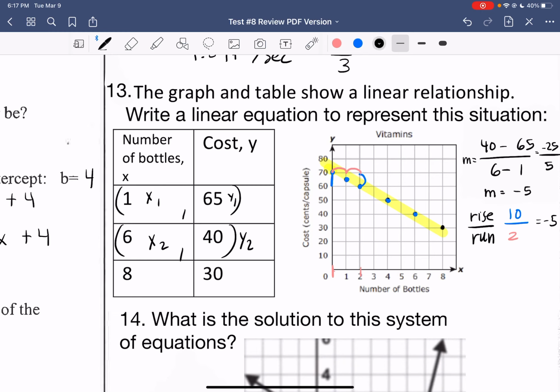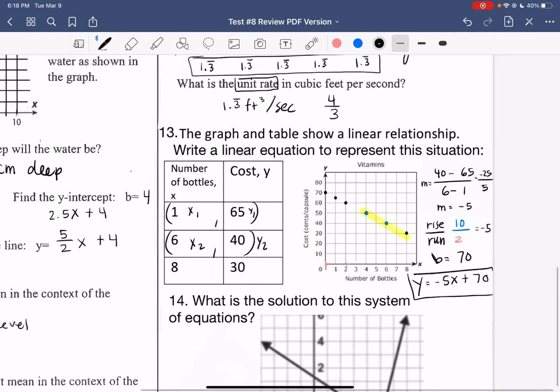So either way you do it, you'll end up with the same slope, and then you'll have to look at the graph to figure out what the y-intercept is. So what we can see here is that the y-intercept is going to be b equals 70. So now we're going to take our slope and our y-intercept and put them into an equation.